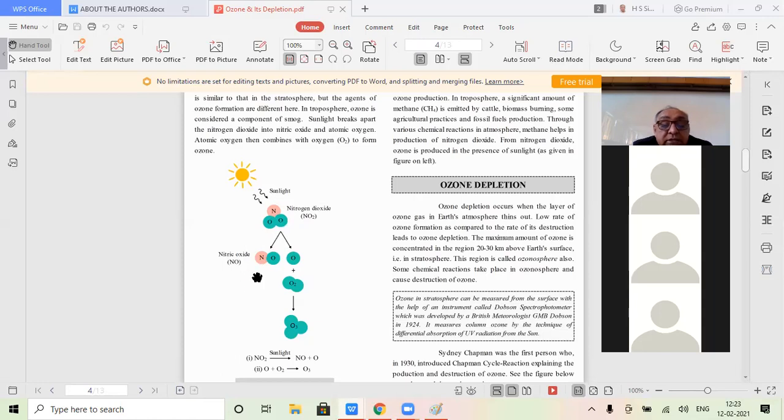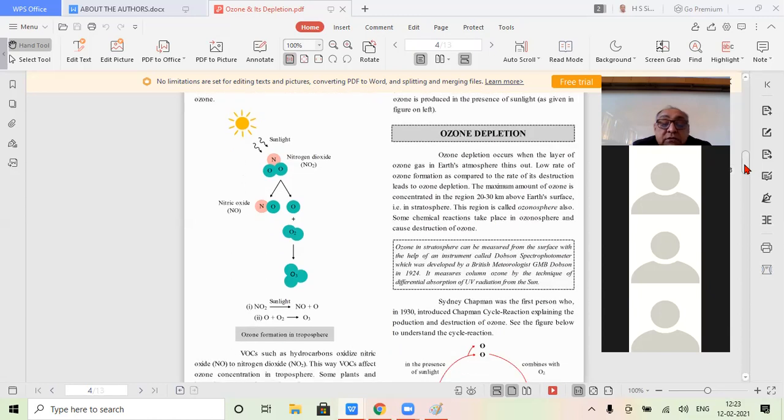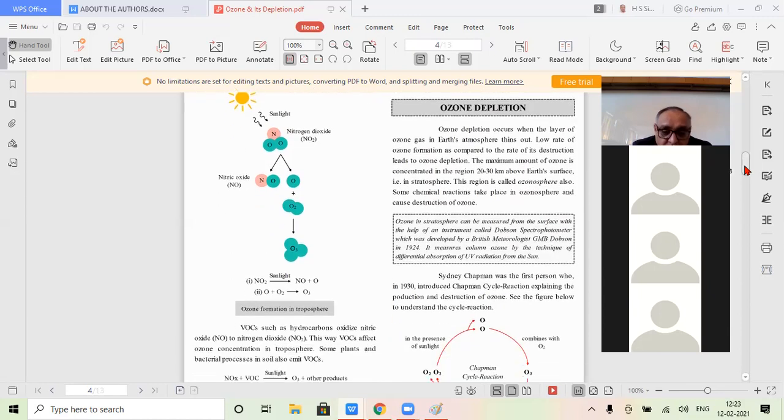And it breaks into nitrogen monoxide, NO, plus a single oxygen atom, O. So O plus O2 becomes O3. Beta, this is the reaction which takes place in the troposphere, showing how the ozone is formed. So in the troposphere, NO2, nitrogen dioxide, in the presence of sunlight breaks into NO plus O, nitrogen monoxide plus O. And then O plus O2 becomes O3. This is how the ozone is formed in the troposphere.